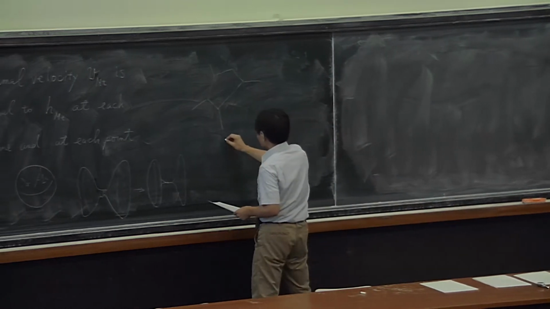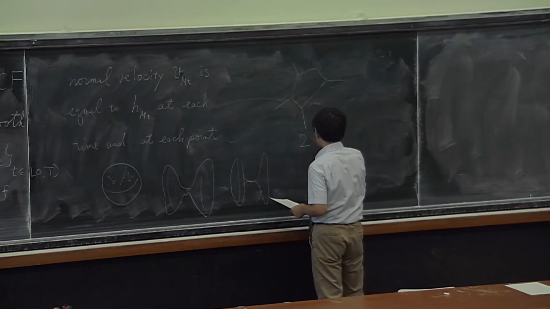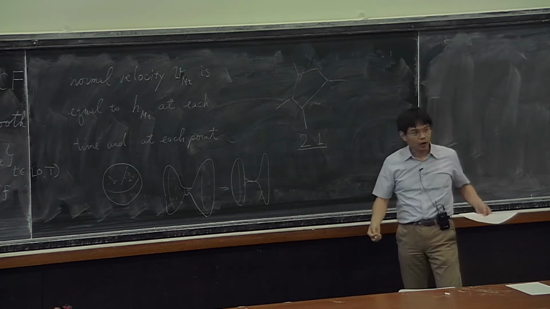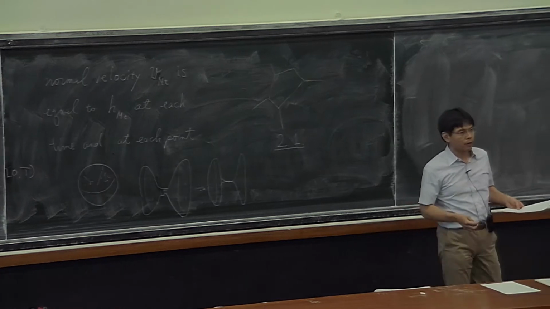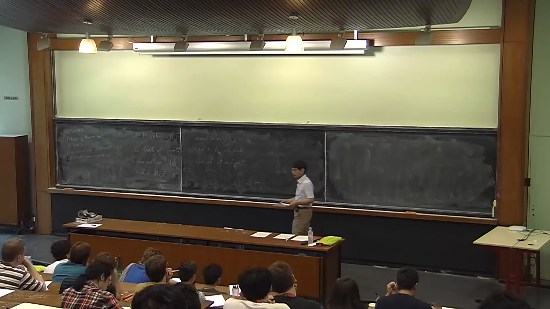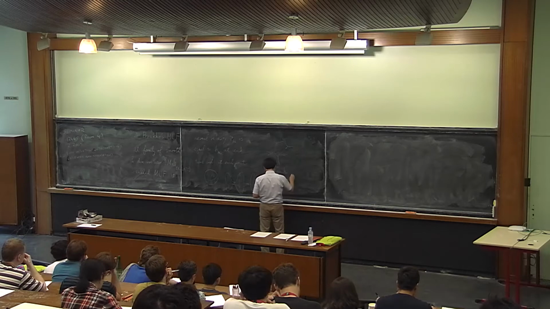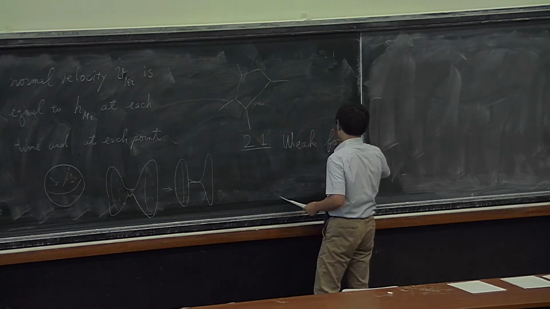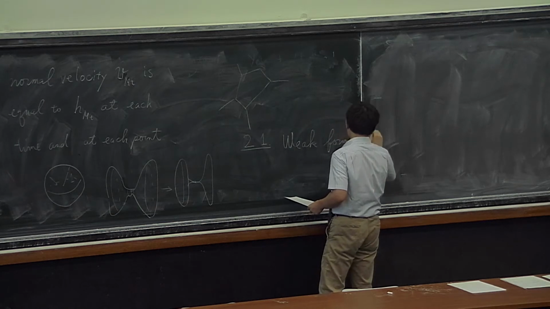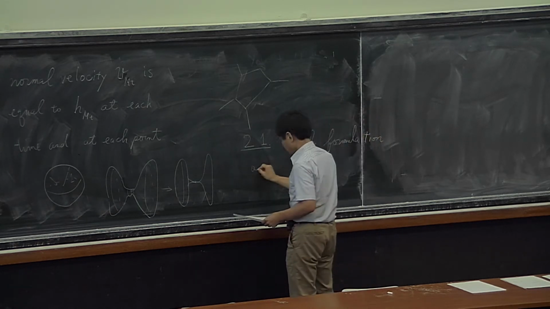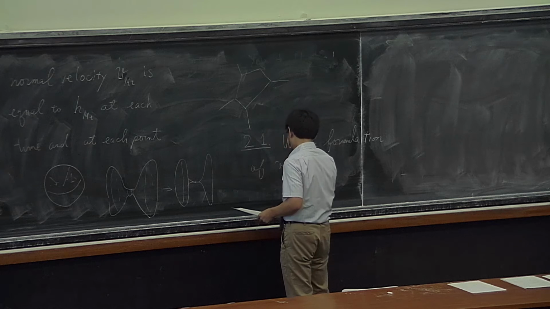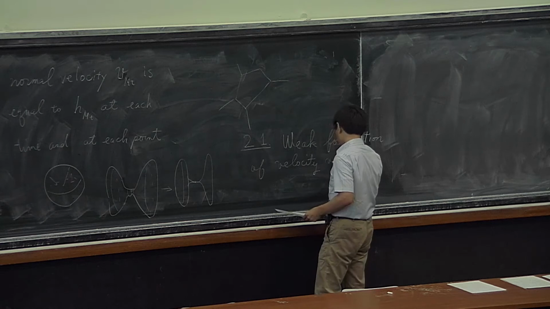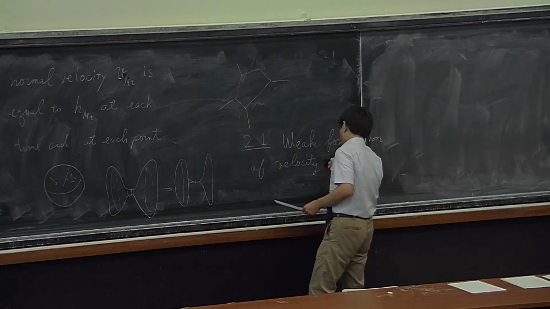Okay. So first, for a singular object, how do you define the velocity? Let me explain how you might try to do this. So this is 2.9, a weak formulation of velocity.